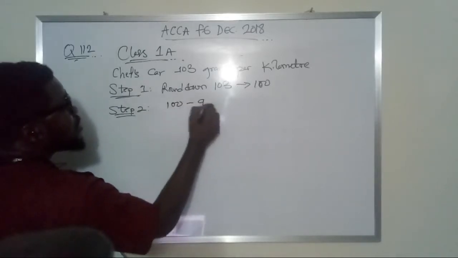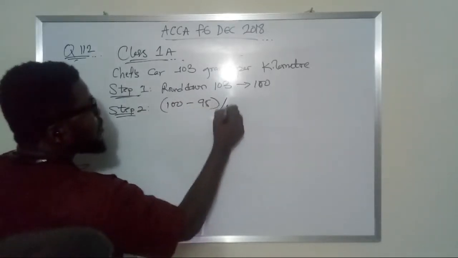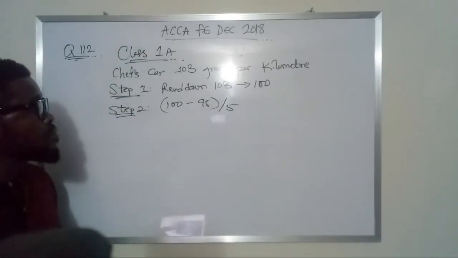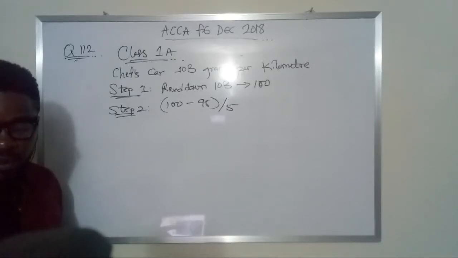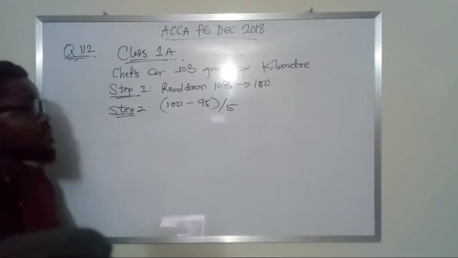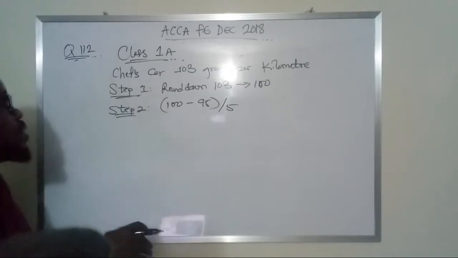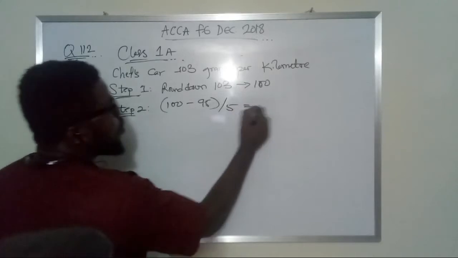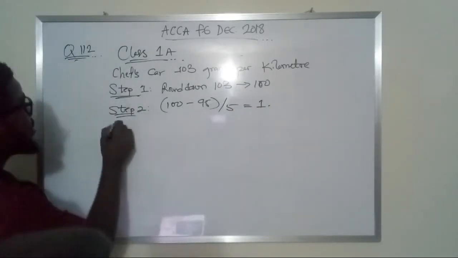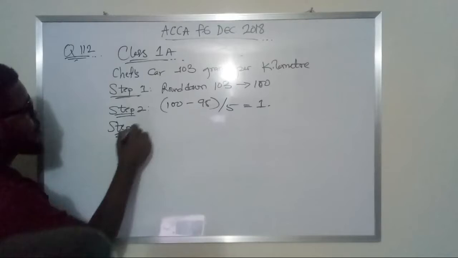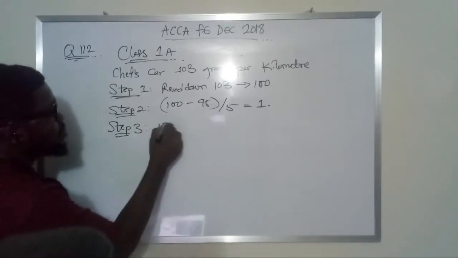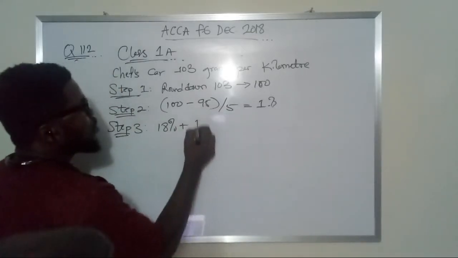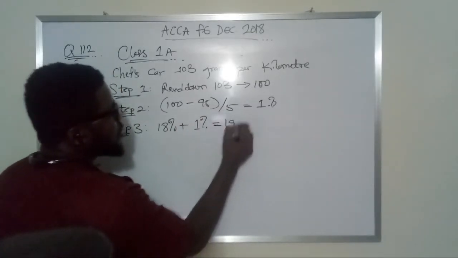Once it's above 95, then you do this. Round it down to 100, so 100 minus 95 divided by 5, that will give you 1. Then step 3, you say 18% plus 1% is equal to 19%.